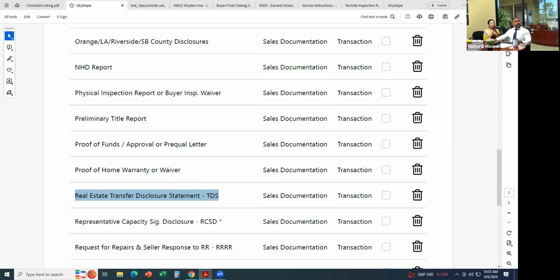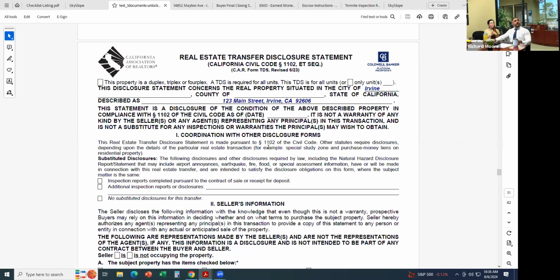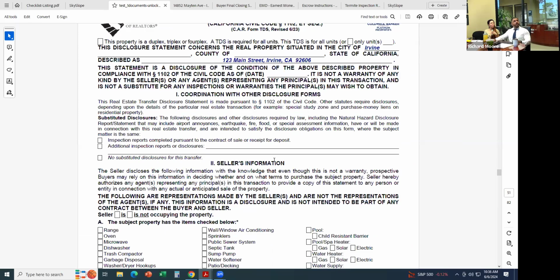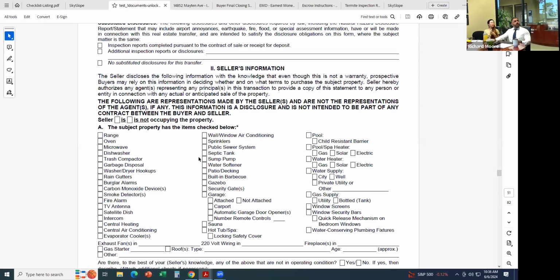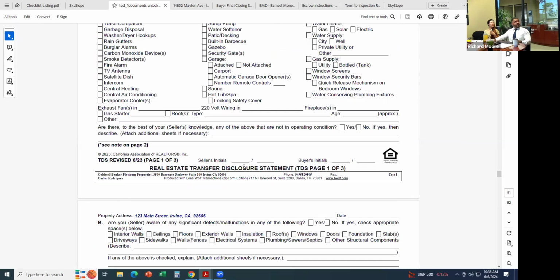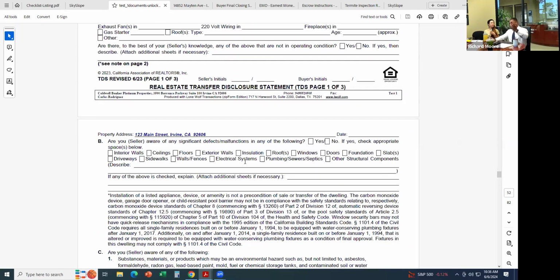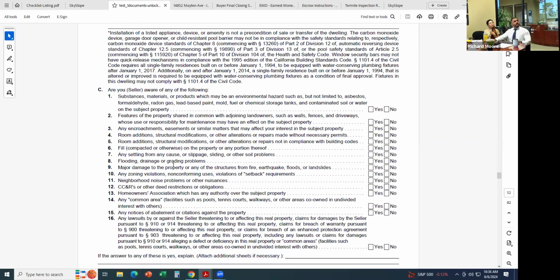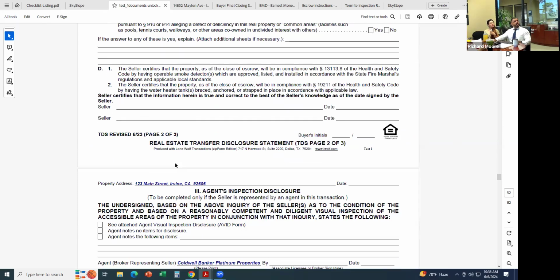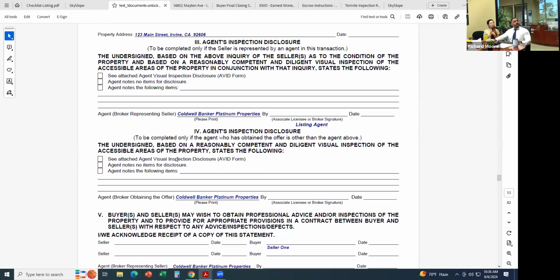The next one on this list is the real estate transfer disclosure statement, also known as a TDS. And this looks like this. It's pretty much a questionnaire about the property. It's what does the property come with? You're gonna check all that apply. This is provided by the listing side, by the way, and the seller has to answer all these questions about the property. Right, so this is the seller transfer disclosure statement.